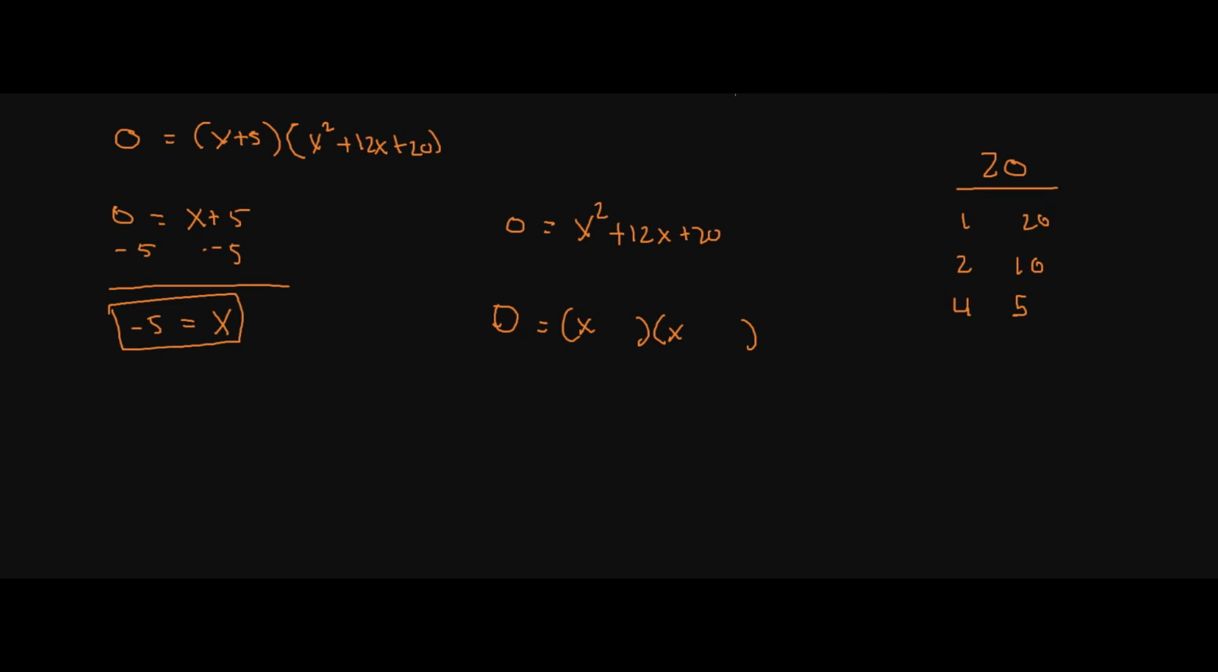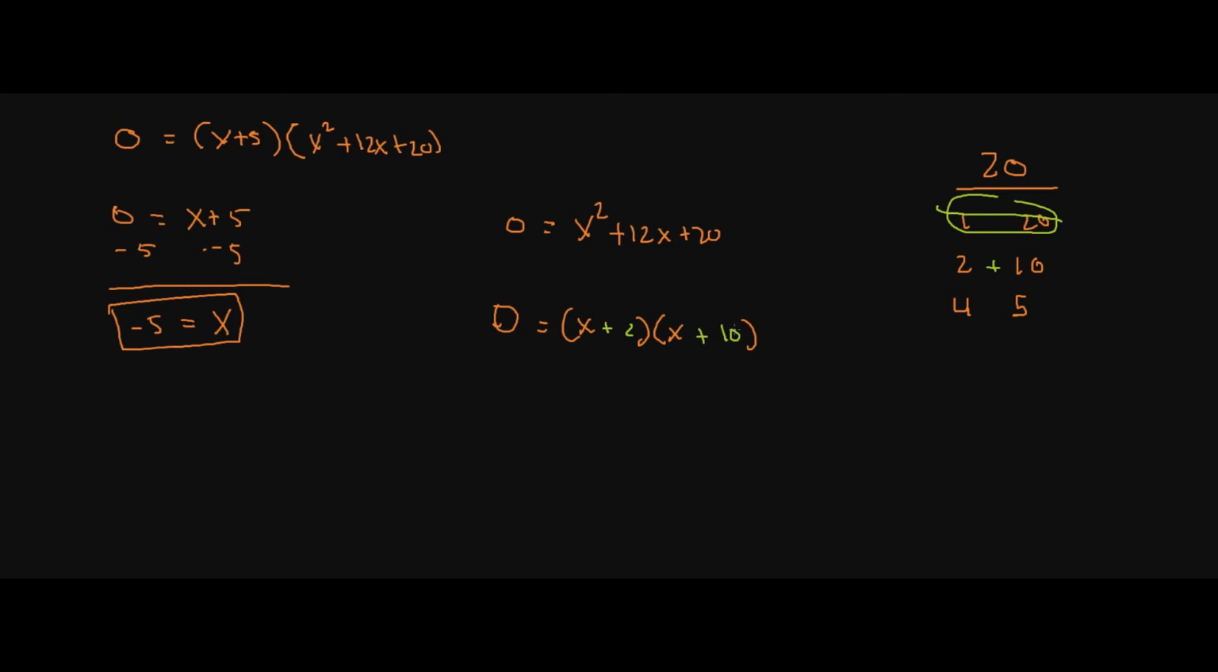Okay. Now, is there anything that I could do with 1 and 20 when we add or subtract them to get 12? Well, we can't do anything with that. Well, how about 2 and 10? Well, I know 2 plus 10 gives me 12, and 2 times 10 gives me 20. So I'll go ahead and write this as x plus 2, x plus 10.